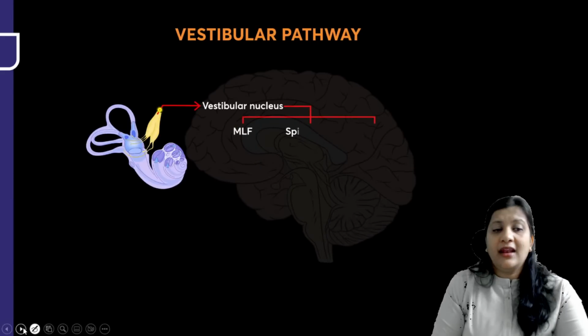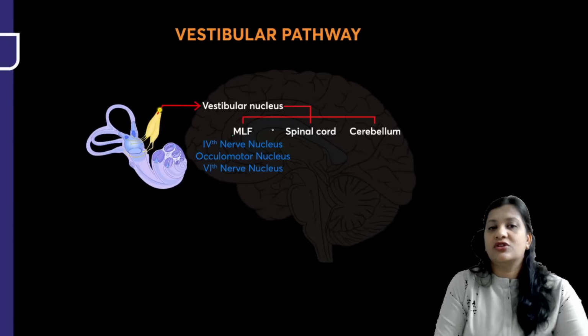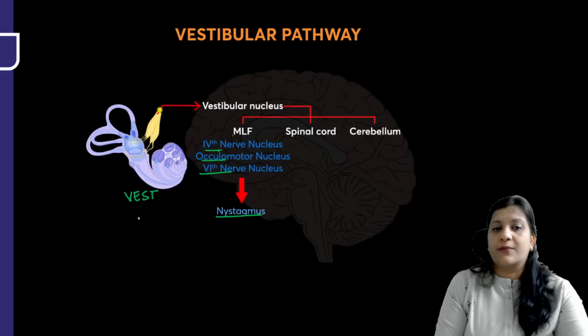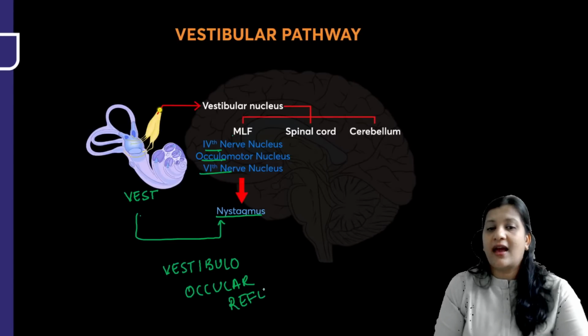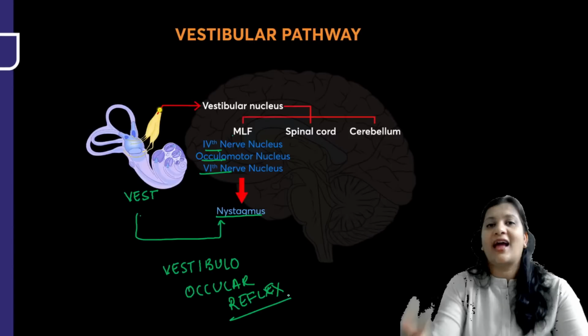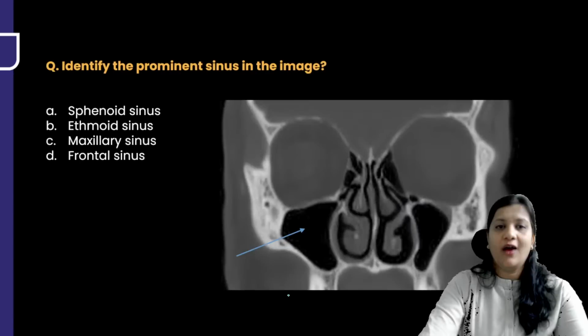From there, the impulses go to the vestibular nucleus. From the vestibular nucleus, they go to the medial longitudinal fasciculus, where we have the 3rd, 4th and 6th nerve nuclei, and it causes movement in the eyeball, which we call nystagmus. So vestibular stimulation causing an ocular reflex or nystagmus, we call this the vestibulo-ocular reflex. This could be your question in the next examination, asking about the function of the utricle and saccule. You can have a question on the vestibular pathway, which is why I thought I should mention it here. Okay, now let's go to the next question.